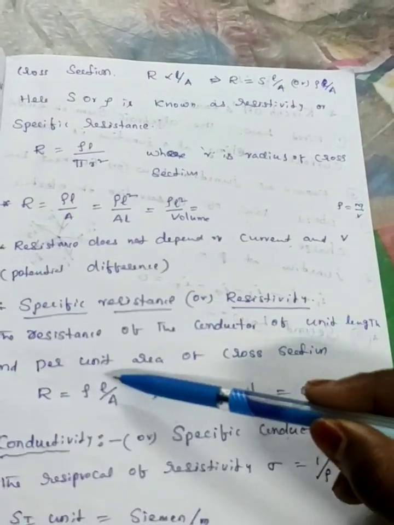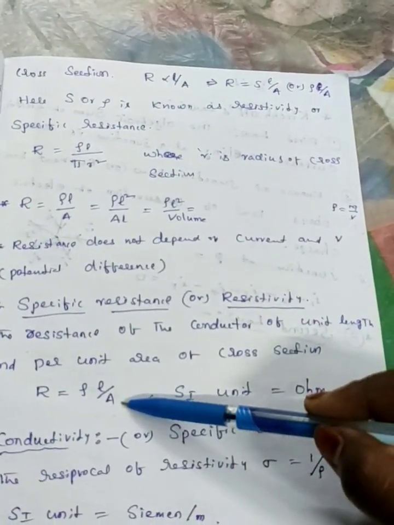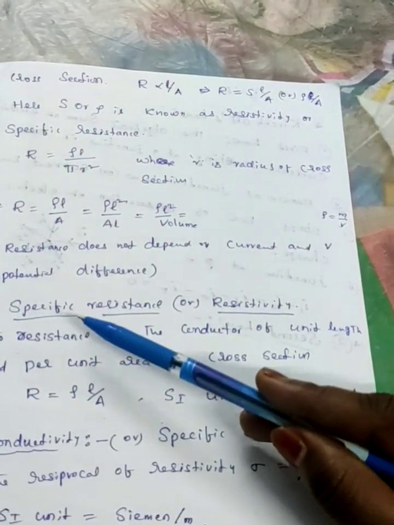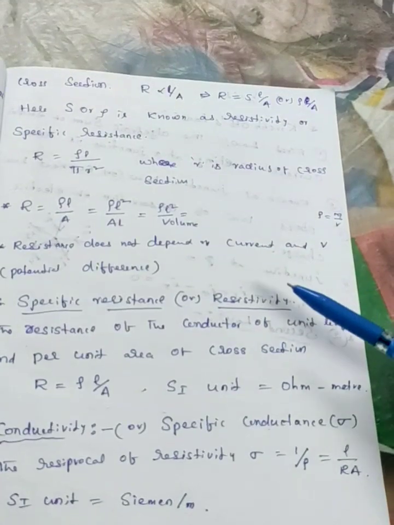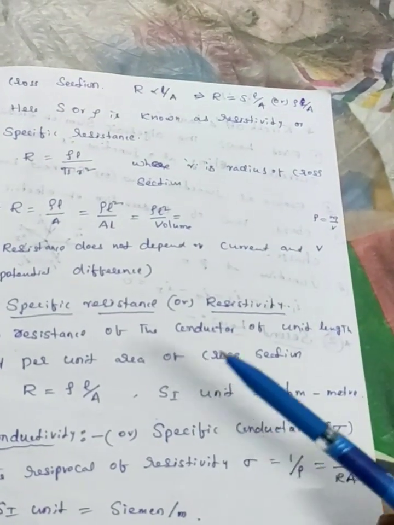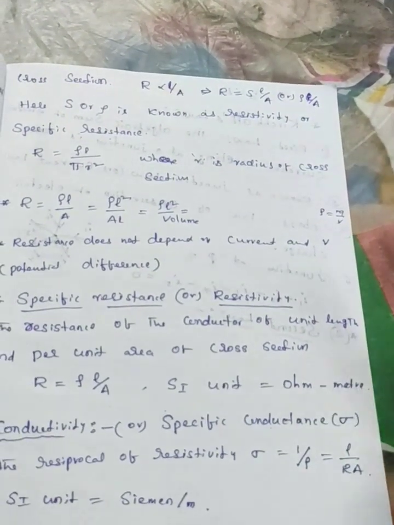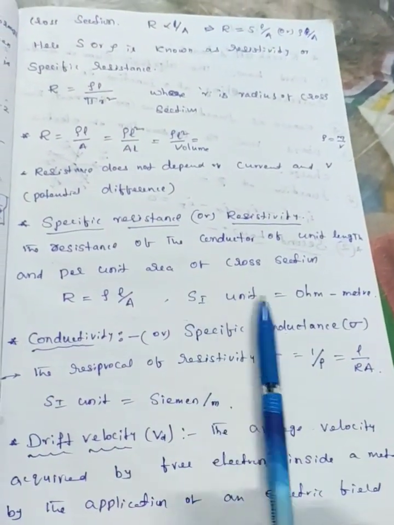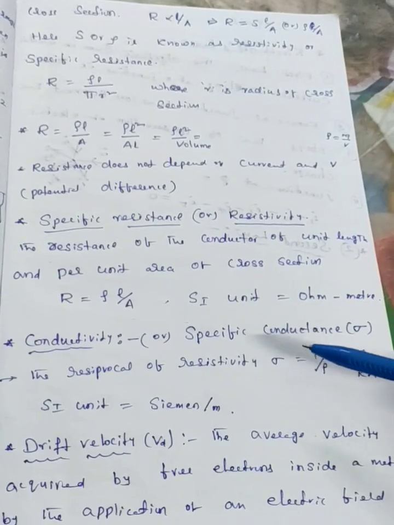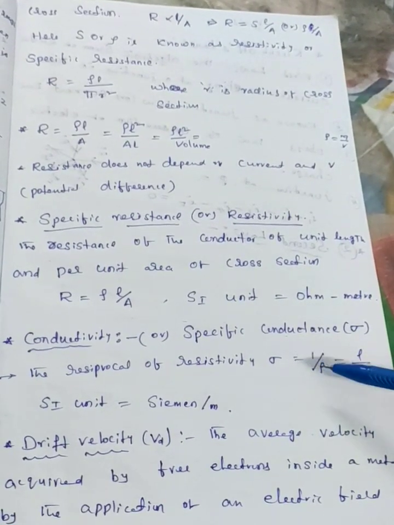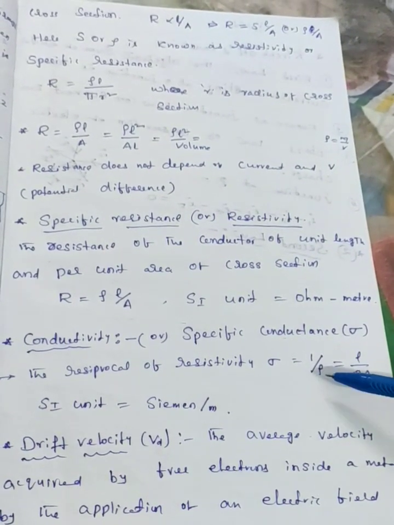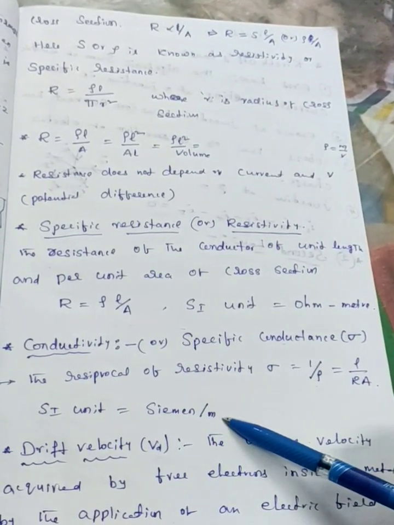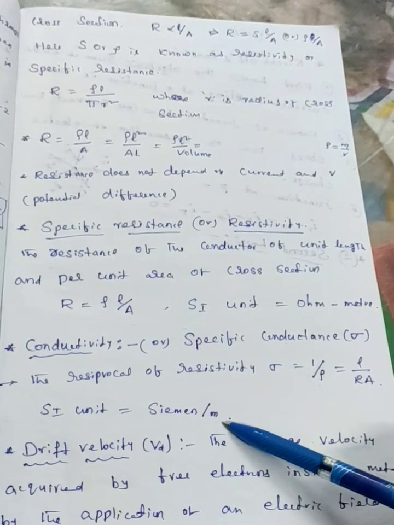That means when the length L value is 1 and A value is 1, at that time R is equal to rho. This resistance is called specific resistance, otherwise resistivity. The SI unit of resistivity is ohm meter. Next, conductivity. Conductivity is the reciprocal of resistivity. The SI unit of conductivity is Siemens per meter.